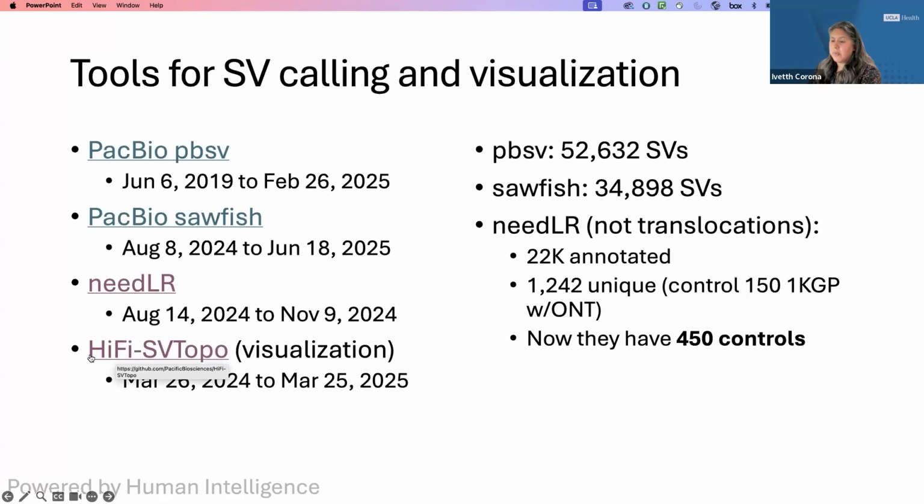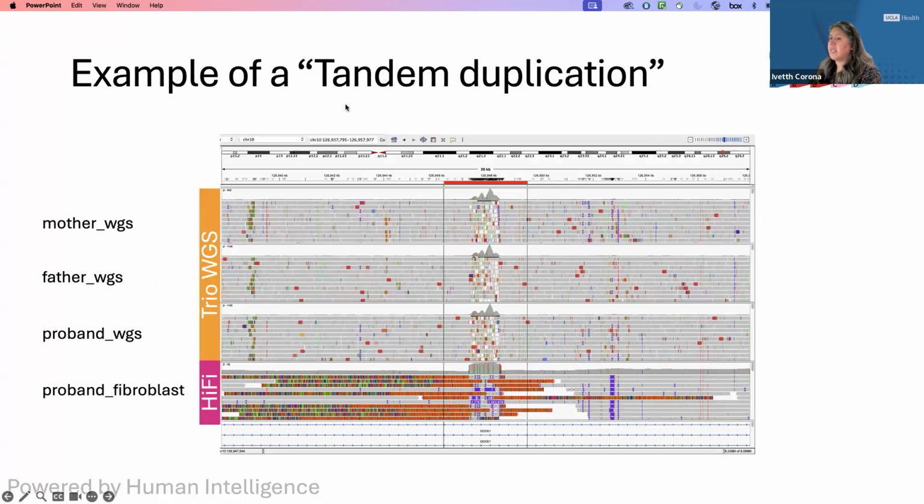Then there's another tool that I want to talk about, which is HiFi SVTopo. That is a visualization tool, and this is an example of what it can do. This is an example of a very simple tandem duplication, with whole genome sequencing. This is a trio, and then we have the HiFi at the bottom. In the whole genome sequencing, if I see just the whole genome, this is the data of the mother, father, and proband, and if I just had the whole genome, I would say that this region was problematic.